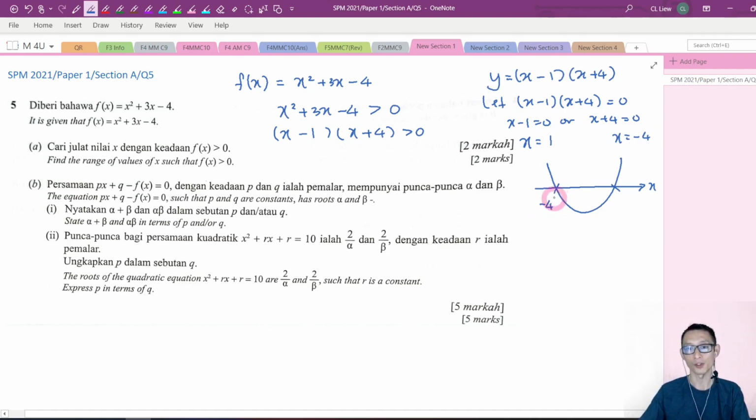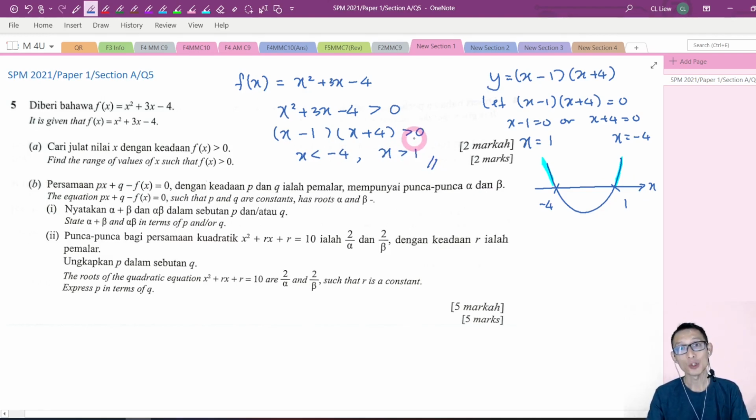Now we know this is negative 4, this is 1. We want this to be greater than 0 here, right? From the graph that we sketch, we know that the range of x will be less than negative 4 or greater than 1. So x is less than negative 4 or x is greater than 1. Okay, this is our answer for part A.